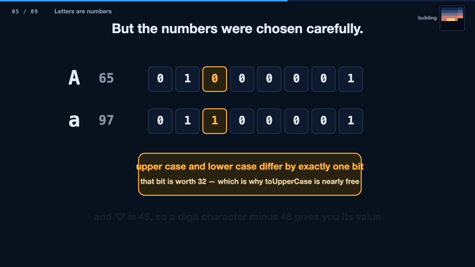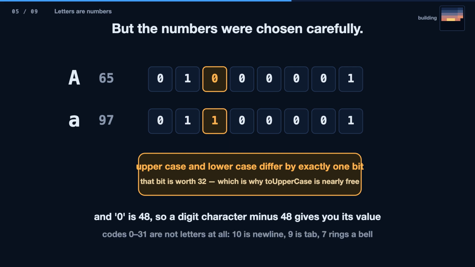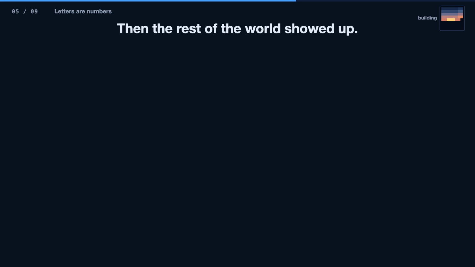But the numbers were not random. Look at capital A and lowercase a in binary. They differ by exactly 1 bit. That bit is worth 32, which means changing case is not a lookup, it is flipping a single switch. That is why it costs almost nothing.